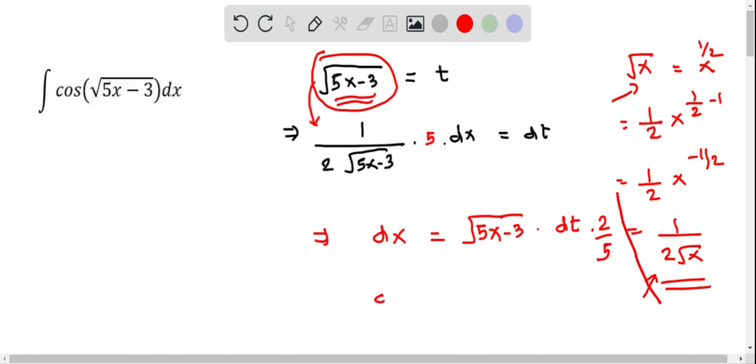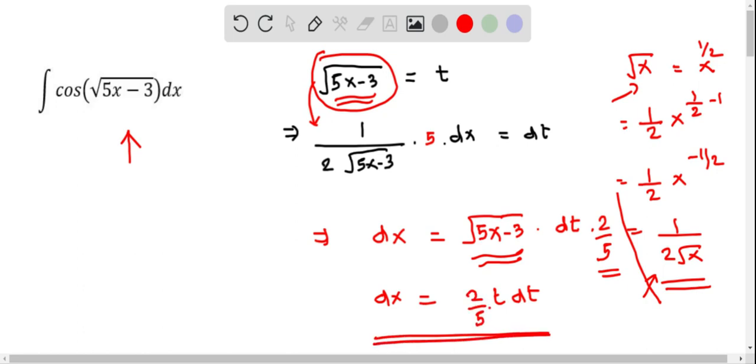So now I have this dx equal. This has to be in terms of t, because we are going to convert everything in terms of t over here. So we know that the square root of 5x minus 3 is t. So therefore this is equal to t dt. I put the number in front. So this becomes dx is basically 2 by 5 t dt, which means I can convert this given integral everything in terms of t as, I'm going to do it like here.